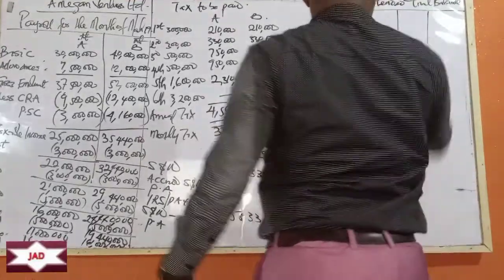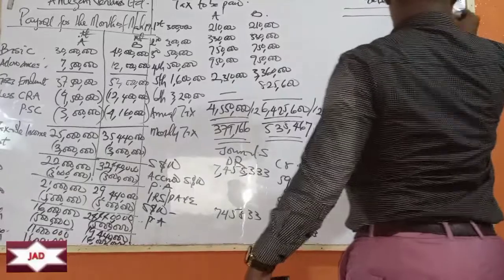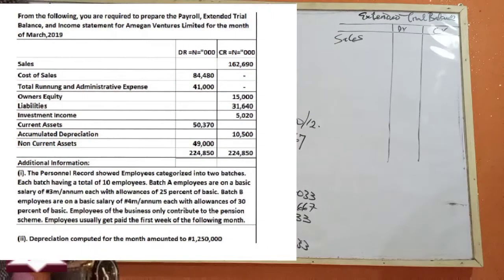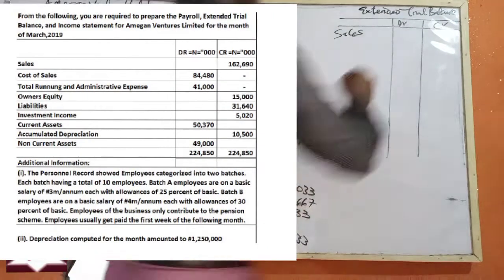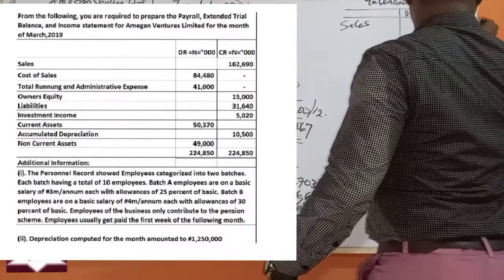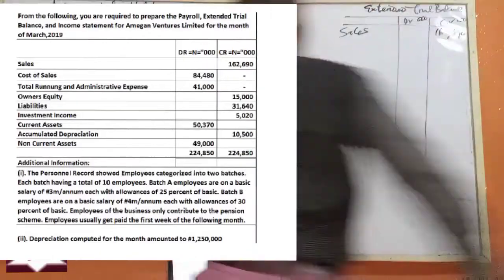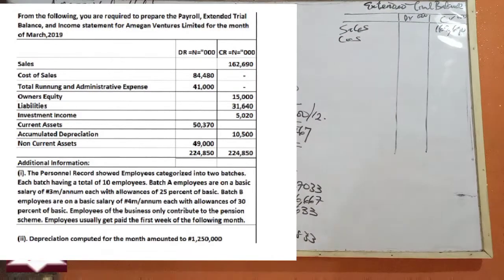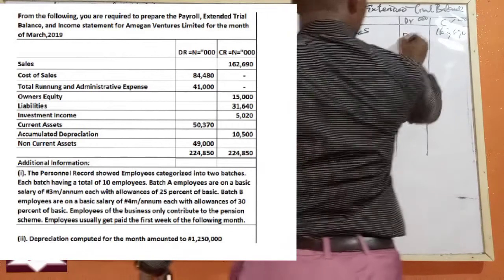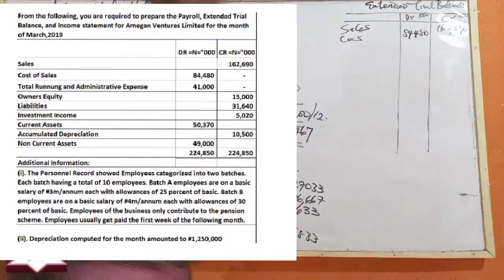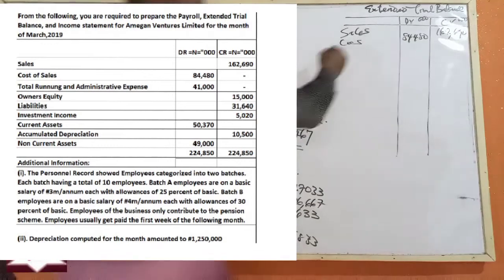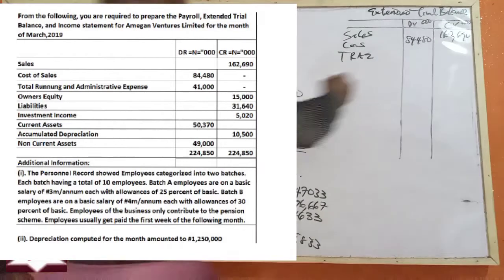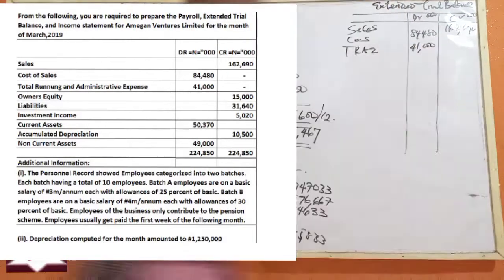So there's nothing there. That's after adjusting. So what do we have there? We have sales. Sales is 162,690, in the minus. Cost of sales there, 84,480. What's the next thing there? Total running and admin expense, 41.